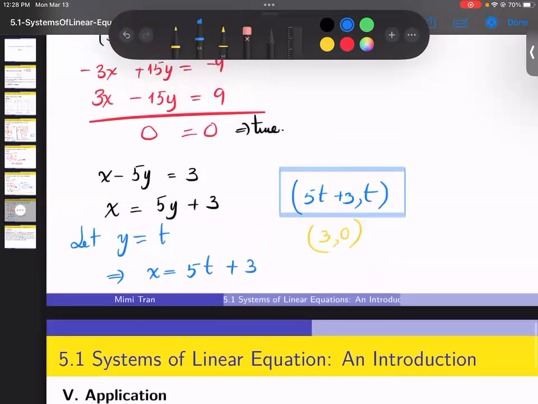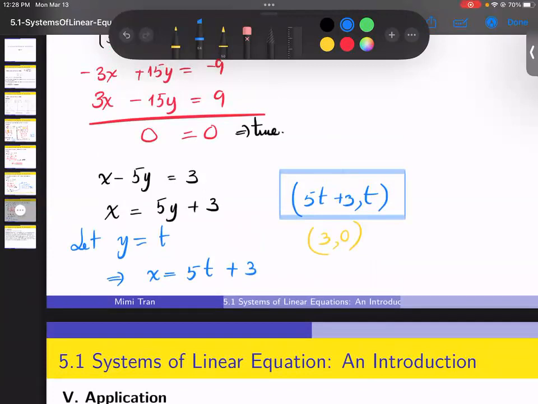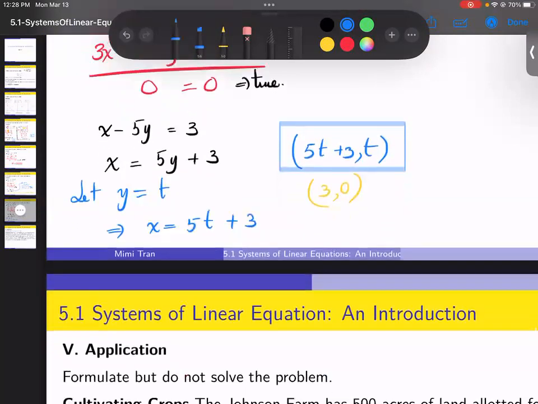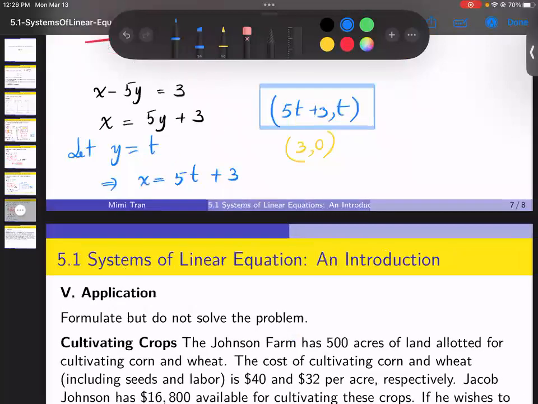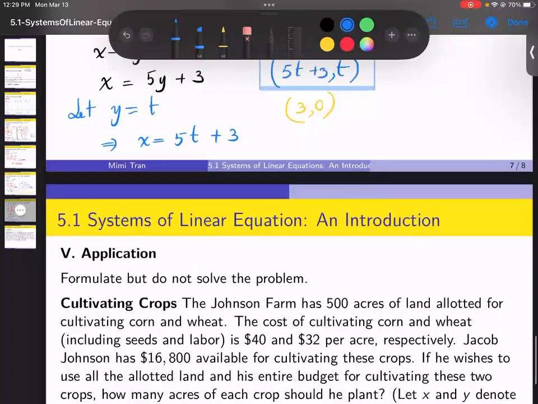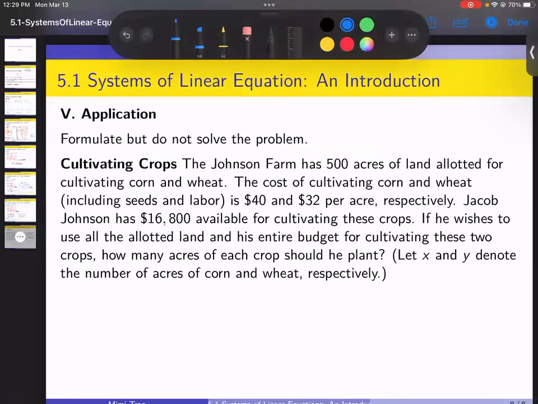Any question? Is there any question? The one in the yellow is called the particular solution. Particular or specific solution or whatever. However you want to say it. All right. The application. When we finish this slide, we're going to jump to 5.2 because we're kind of behind.